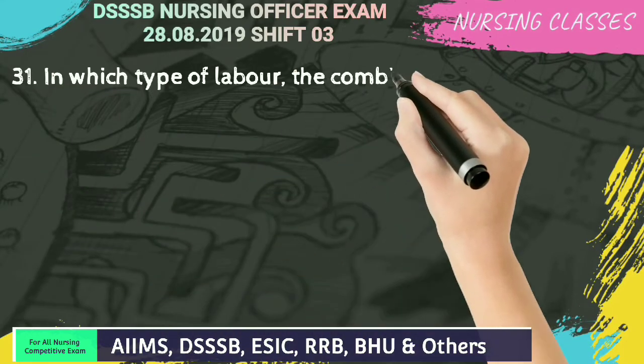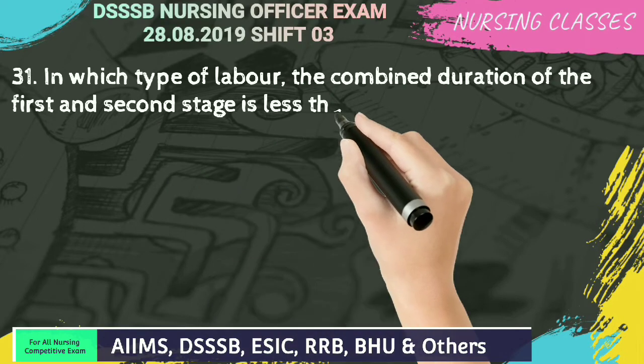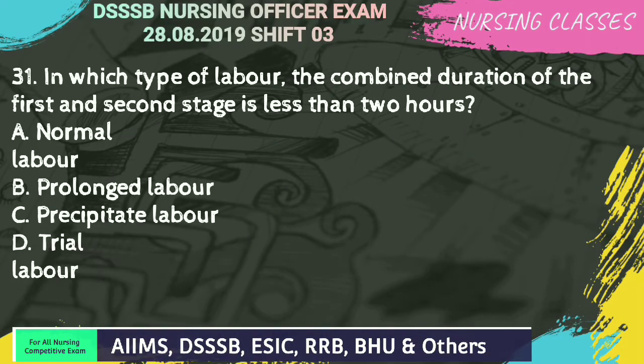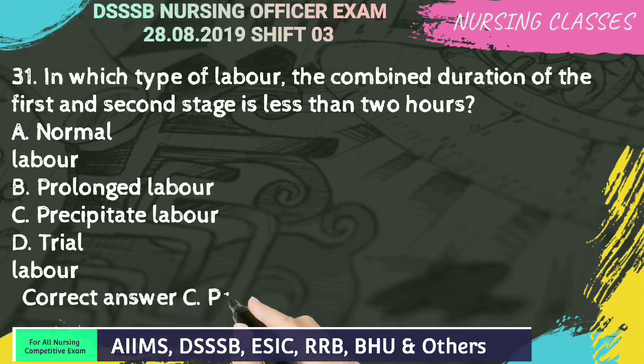31. In which type of labor, the combined duration of the first and second stage is less than 2 hours? A. Normal labor. B. Prolonged labor. C. Precipitate labor. D. Trial labor. Correct answer C. Precipitate labor.